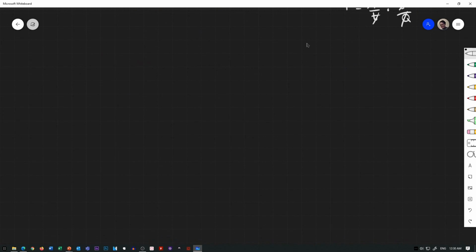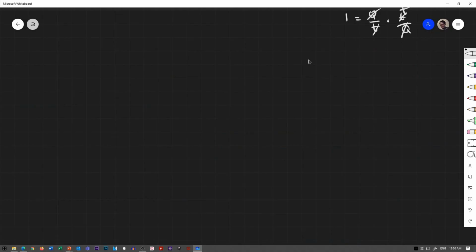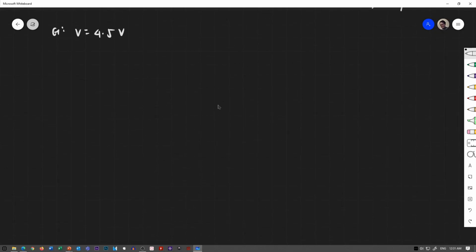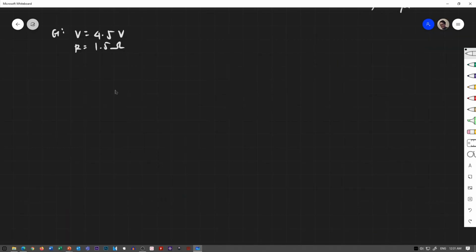Then lastly, for guided practice 4. Okay, so this is a bit easier compared to the last one. So we have a 4.5 volt battery, right? There you go, 4.5 volts. Okay, so we have a resistance which is 1.5 ohms. Okay, so we're asked to look for the electrons. Okay, so that's the number of electrons.